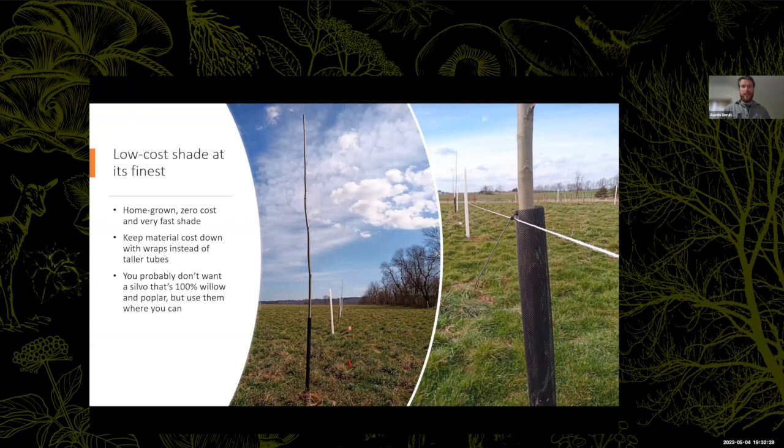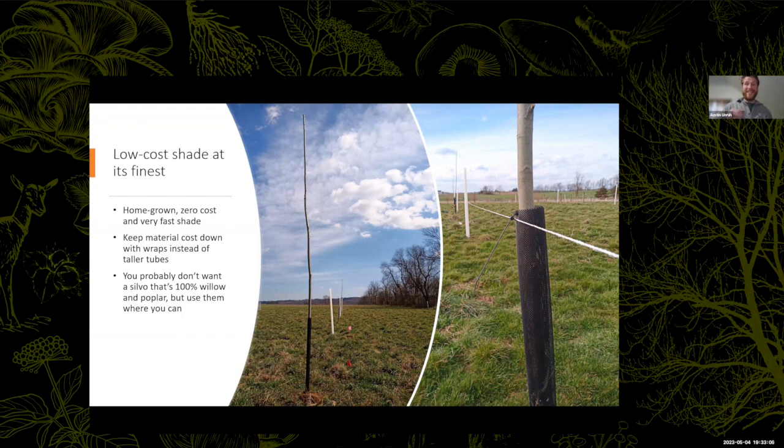So this is a quick way to get shade in a pasture. It's really nice to finish a project and look out and see these 12 to 15 foot poles sticking out of the ground that are going to be providing shade in just a year or two. So it's able to keep material costs way down. If you grow it yourself, all the material cost is like the $1 that you spend on this little black wrap. And that's pretty handy to keep livestock off.